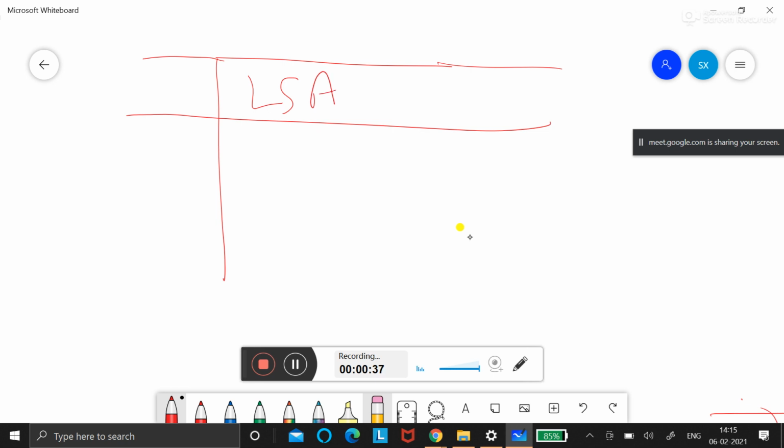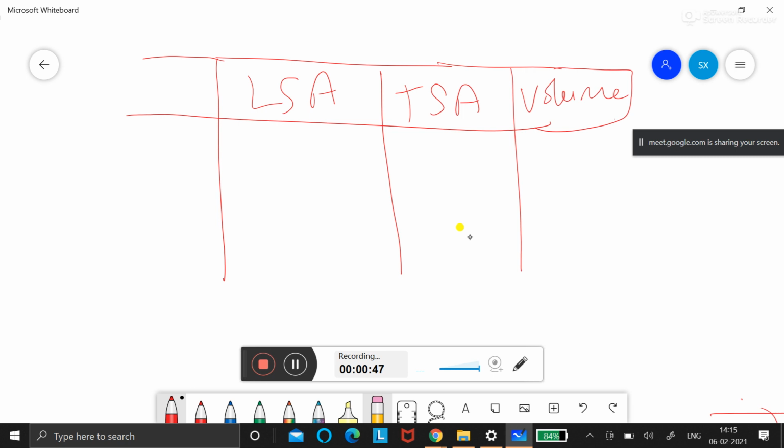See, LSA means lateral surface area. TSA means total surface area. And then volume. Three things you should learn in three dimensions. Then solids, what type of solids, and diagram. You need to do this in your classwork. Okay, first is cube.